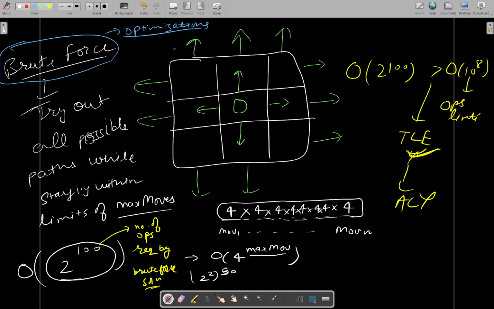For that we will be making two observations. The first observation: let's say there was a path which had transitions like this: A, B, C, D. Let's say these were 4 move paths, so max move value was 4, and these were the cells that you moved into.